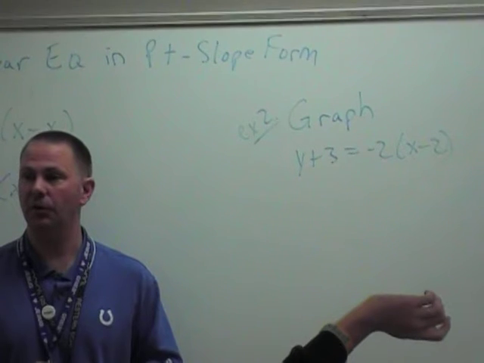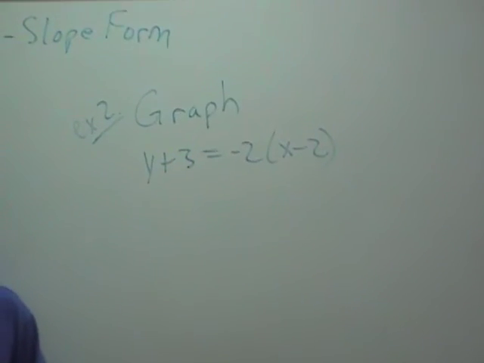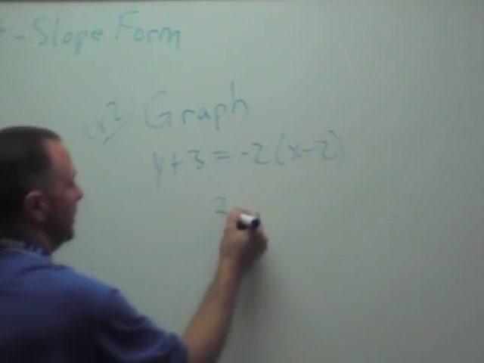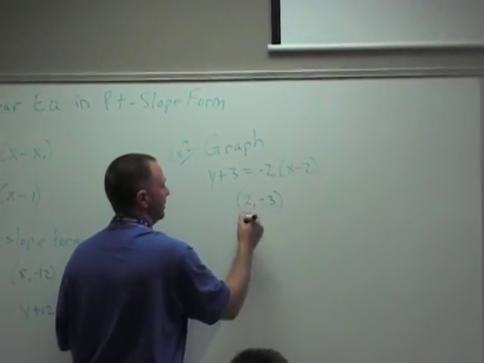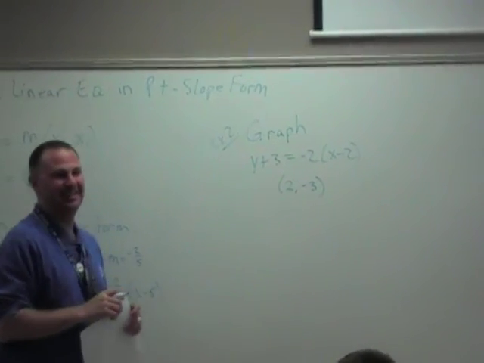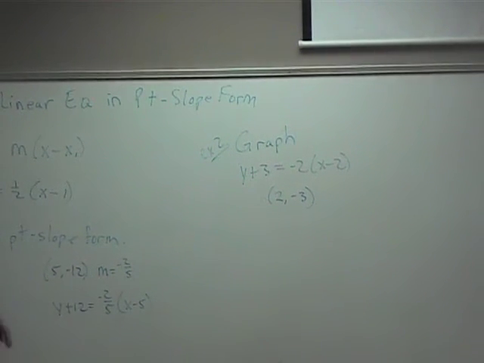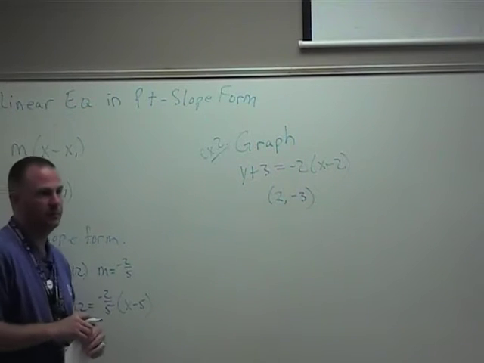So you graph the point first, so everybody do that. So somebody tell me what the point is. Negative 2, 3. The point is, oh wait, no, it's positive 2, negative 3. So look at your signs up here. They're always going to be opposite.